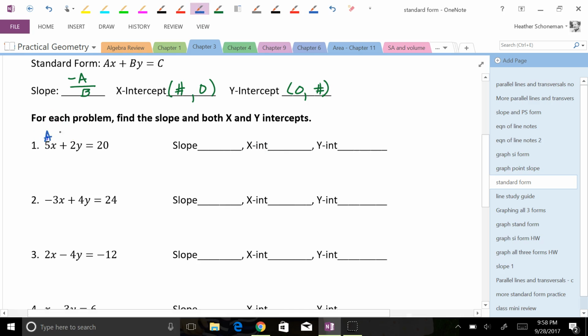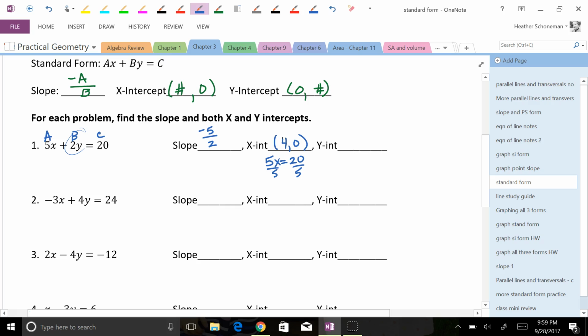In standard form, this would be my a, my b, and my c. So the slope would be the opposite of a, so that would be negative 5, over b, which is 2. That's it. The x-intercept is when y is 0. So if I plug in 0 for y right here, it's going to go away, which leaves me with an equation of 5x equals 20. So to solve, I'll divide by 5 and get x equals 4. So the x-intercept is 4, 0.